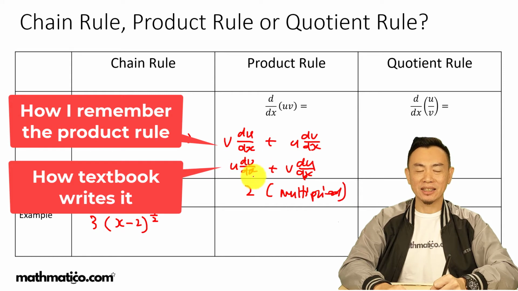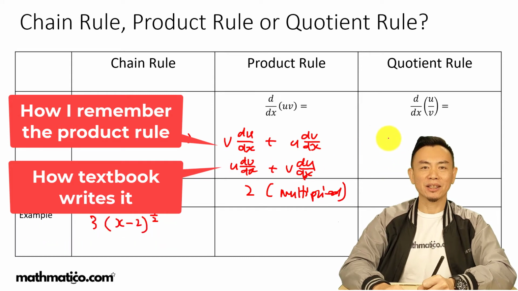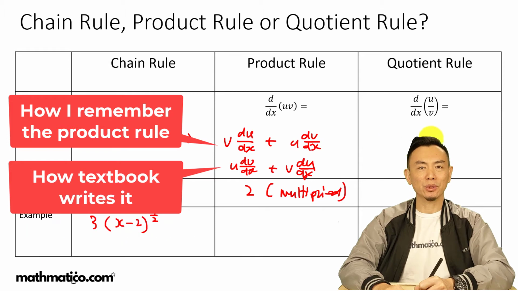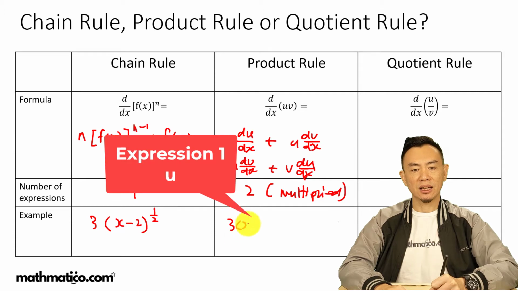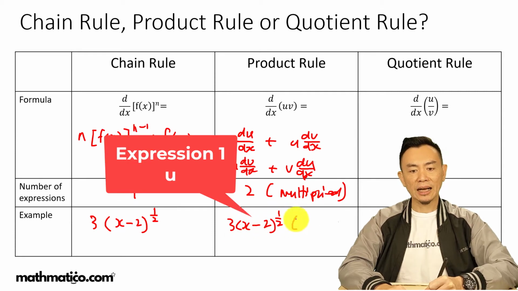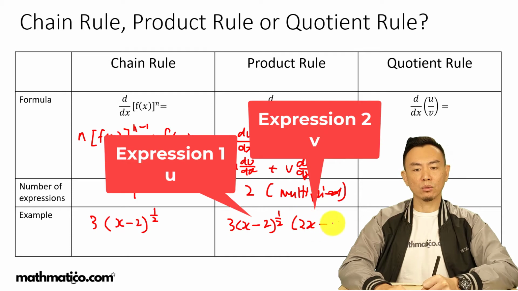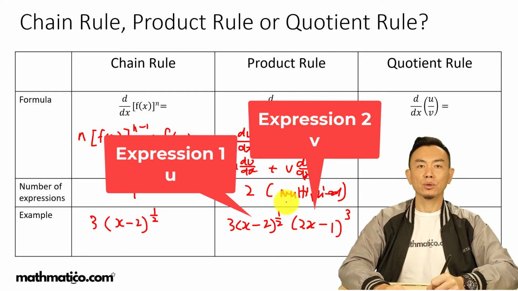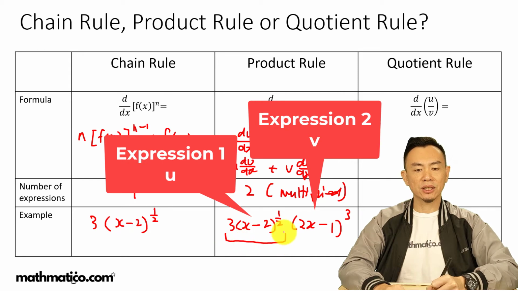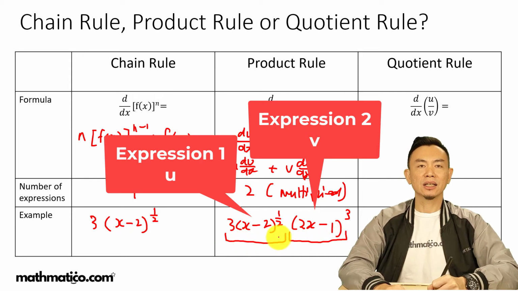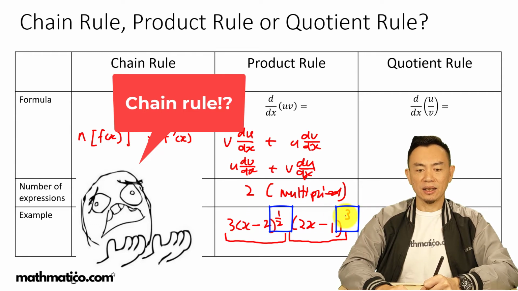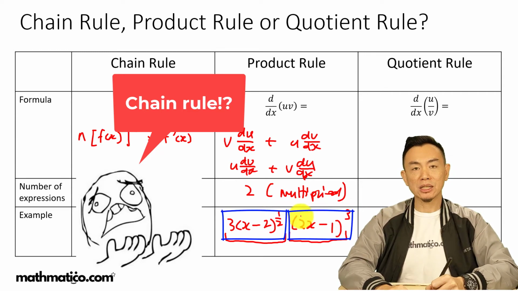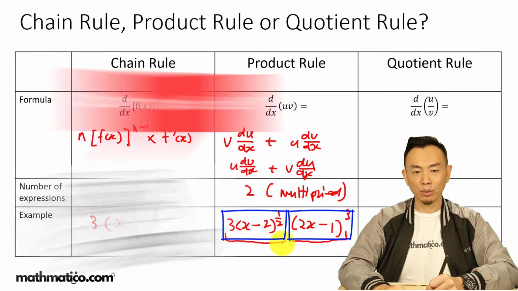However, if you write it this way, the textbook way, then it would be inconsistent with how we look at it for the quotient rule, which will come in a while. Now, an example here would be if you have the same expression here, 3(x minus 2) to the power of half times (2x minus 1) bracket cube. Now, you see, this is the first expression, this is the second expression. But wait, this should be chain rule, isn't it? Yes, it is chain rule also. It is in fact both chain rule and product rule. Because of power, we have to do chain rule here as well. But because there are two expressions multiplied together, we have to do product rule. So it is both chain rule and product rule.